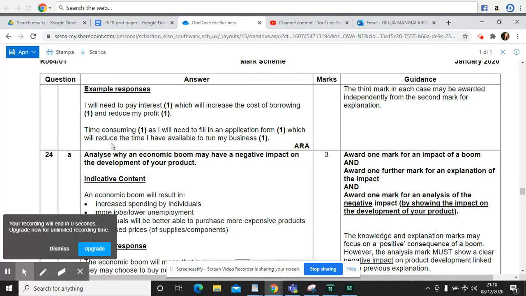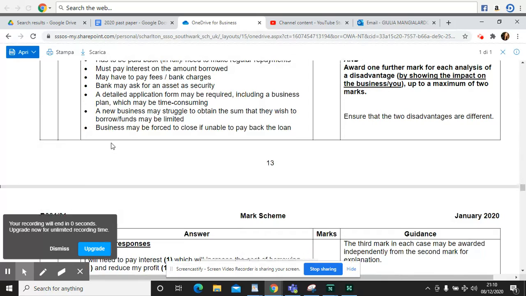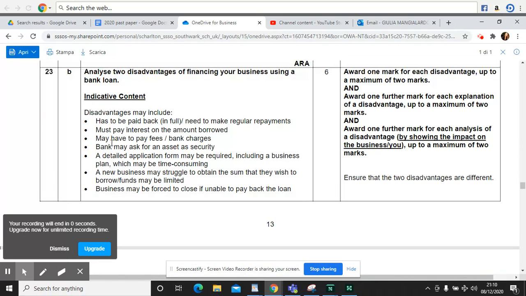Now, of course, I'm going really extra. You don't have to write every single thing that I wrote in so much detail. You can get the marks a lot quicker. Anyway, you can have a look at the indicative content. Anything that you think you wrote that is similar to that would have been fine.